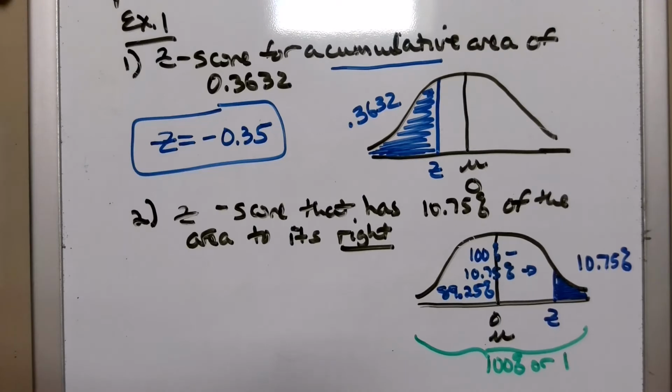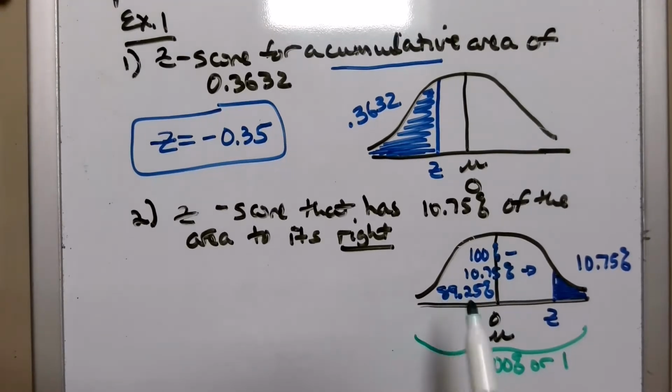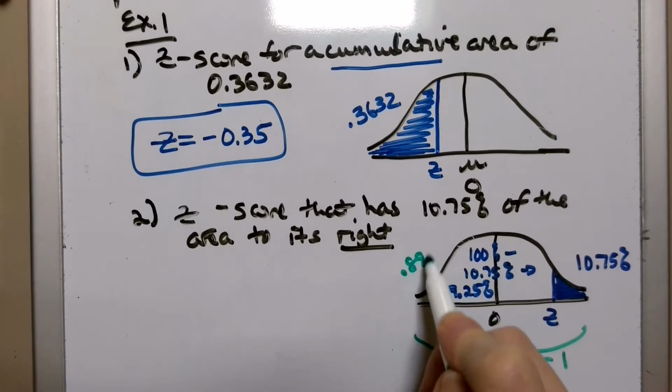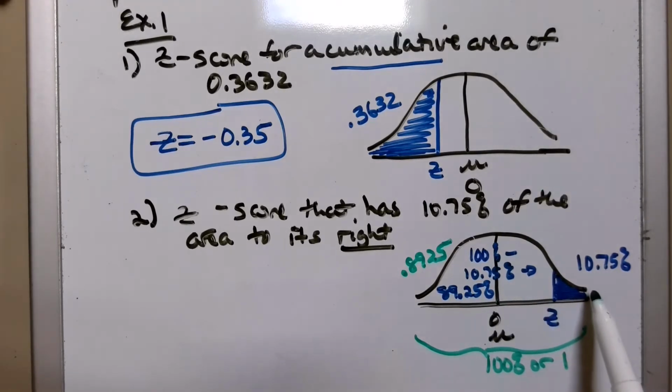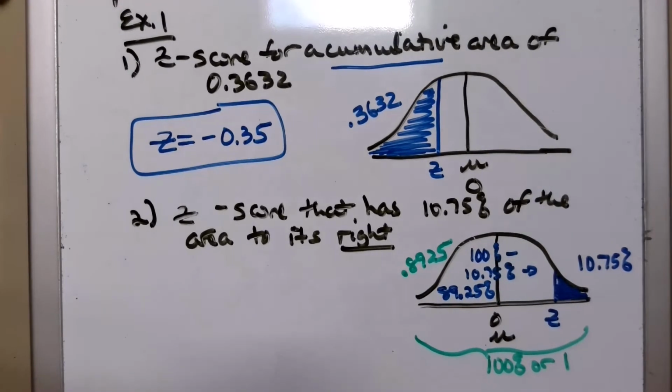89.25%. Now, 89.25 percent is never what we look up. We actually want to look up a decimal. So I'm going to move my percent to a decimal. I'm moving 2 places to the left, which gives me 0.8925. That's all of this unshaded area. It's 89.25% because there's the other 10.75%, which adds up to 100%.